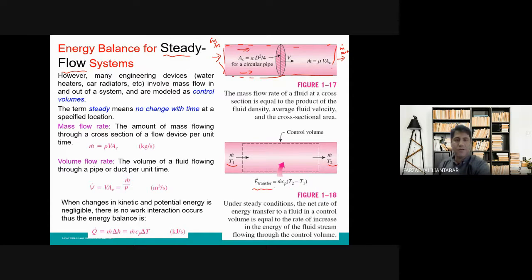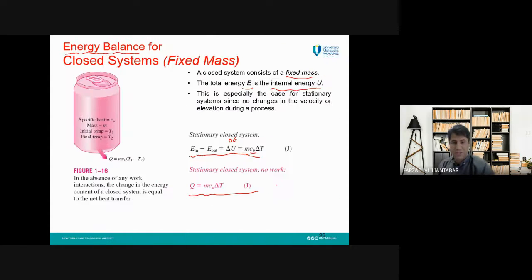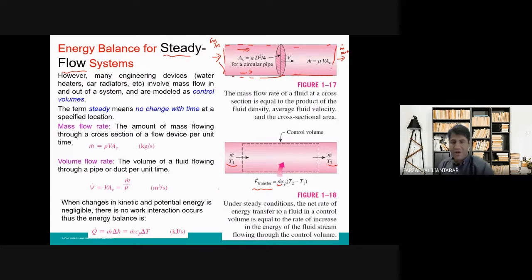E dot transfer, the energy transfer for our control volume, can be written in the rate form. If we compare this equation with this one, here we have m dot. Usually we need to calculate the rate of the energy transfer. E dot transfer equals m dot Cp (T2 minus T1), the temperature at the exit and entrance.